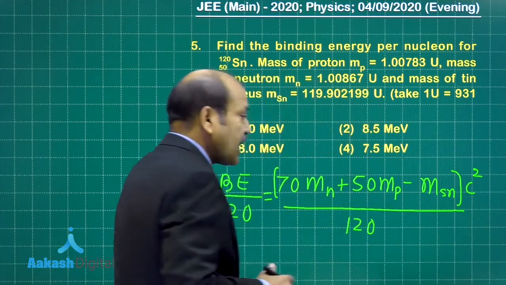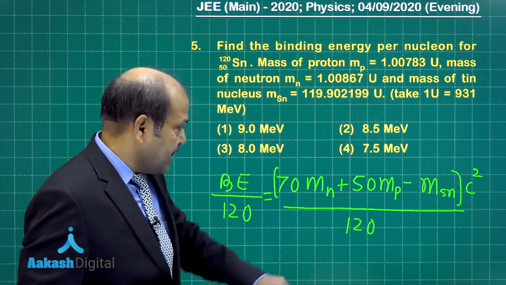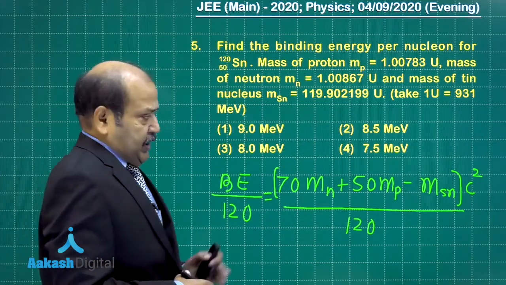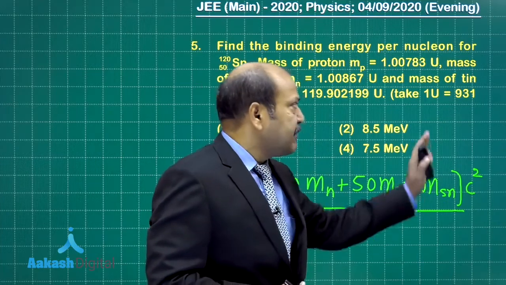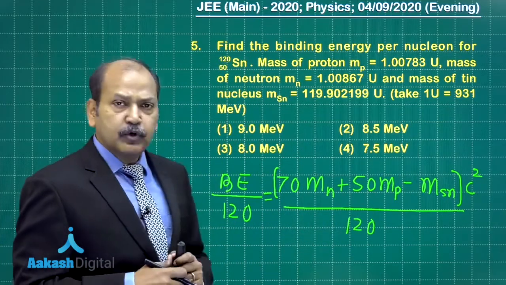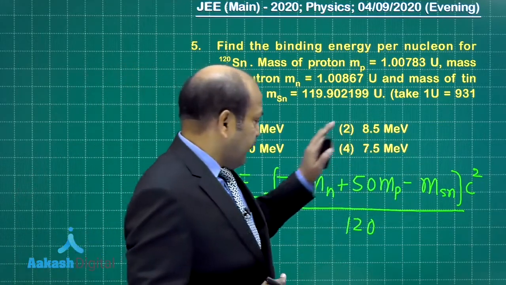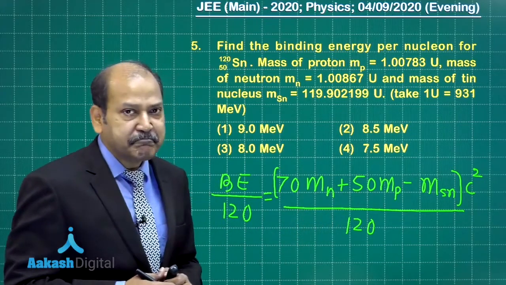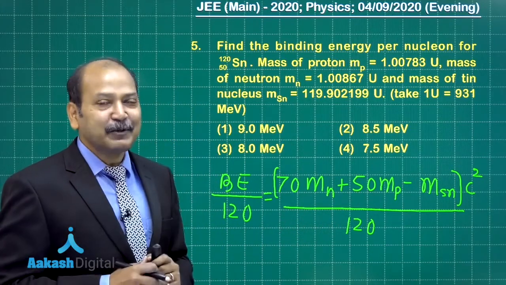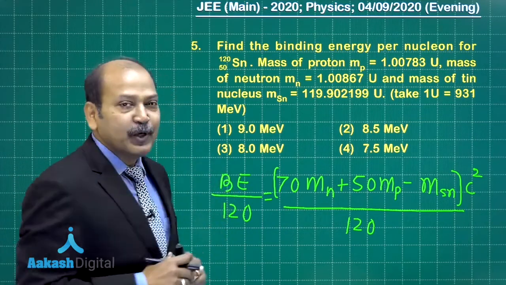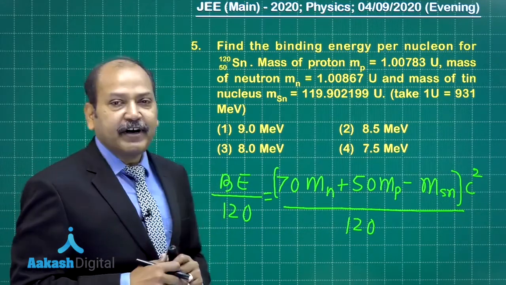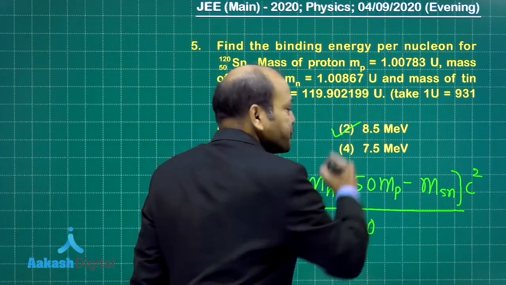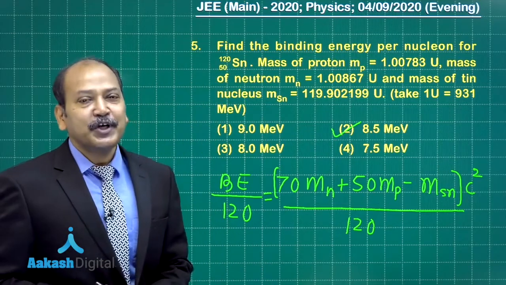Now all the values are provided to us. In fact, since we are going to get mass defect in terms of u, we need to multiply that quantity by 931 mega electron volt by c square. So we will get it in terms of mega electron volt, and then we need to divide it by 120, and if we perform all these calculations, the binding energy per nucleon comes out as 8.5 mega electron volt. That means option 2 is the correct option. Let's go to question number 6 now.